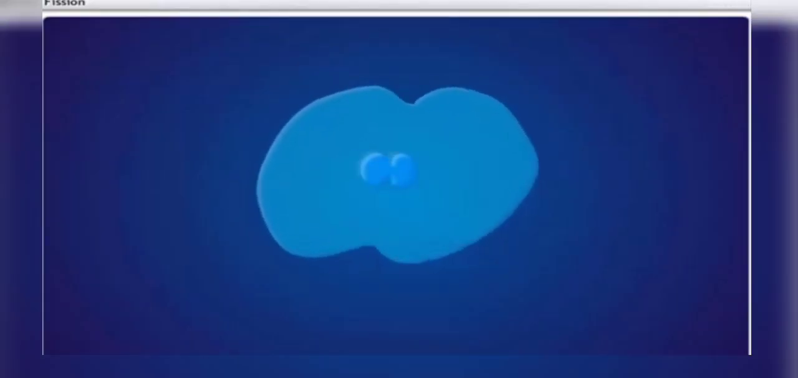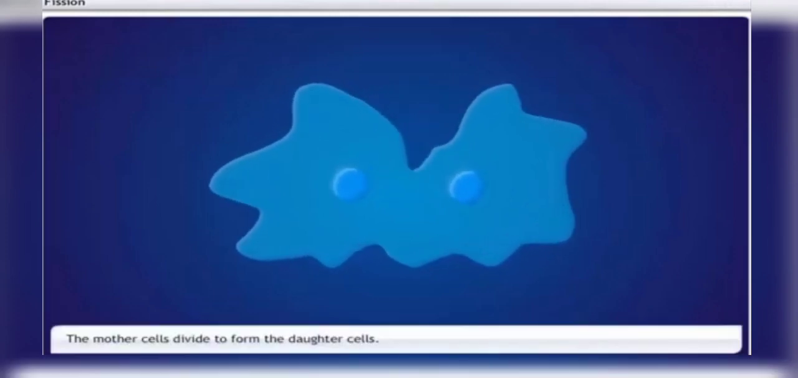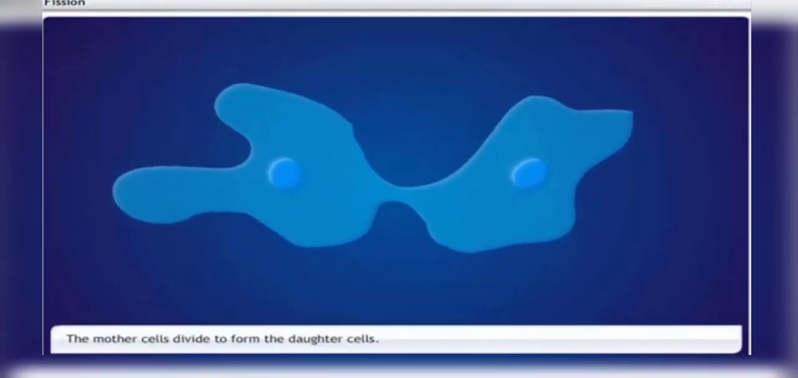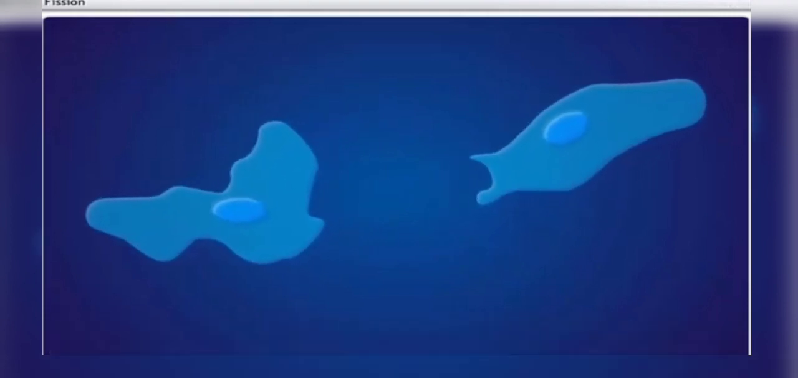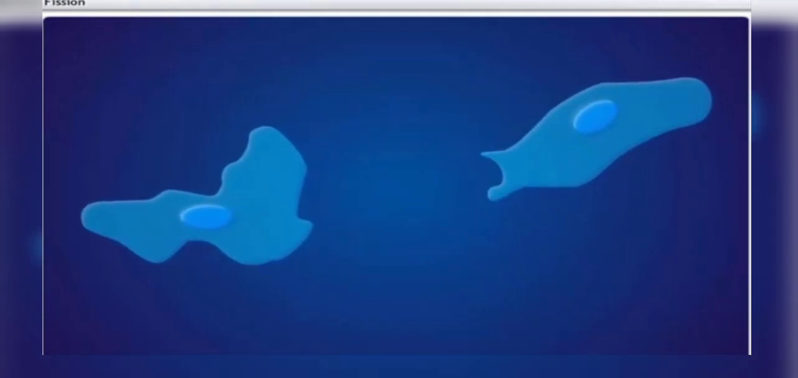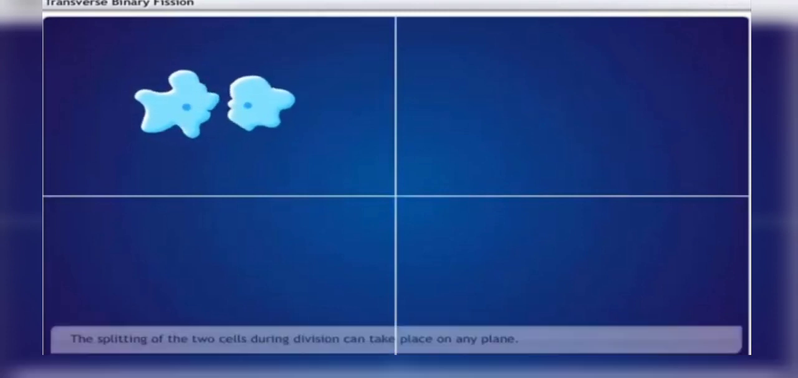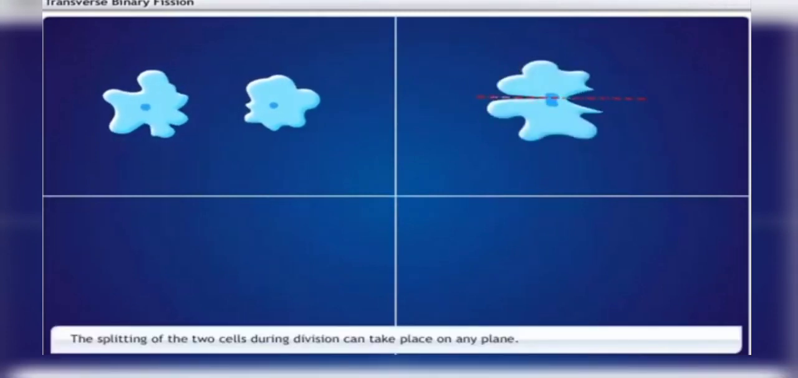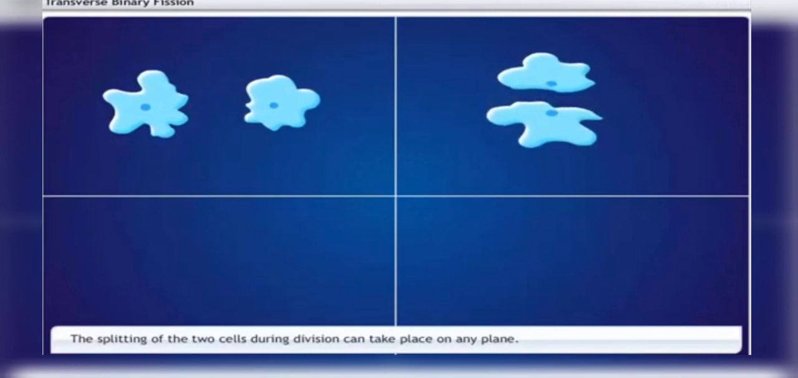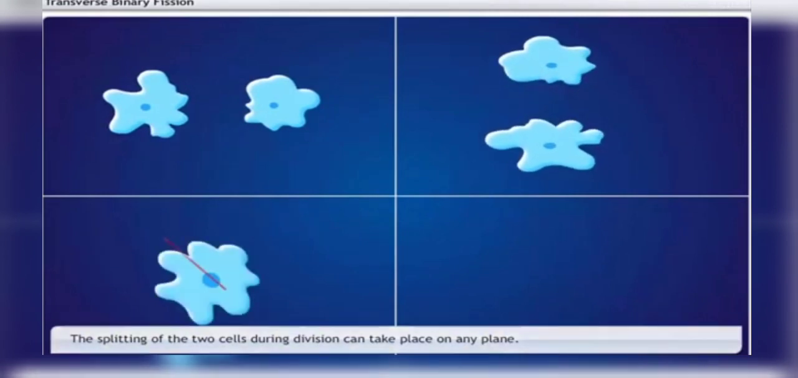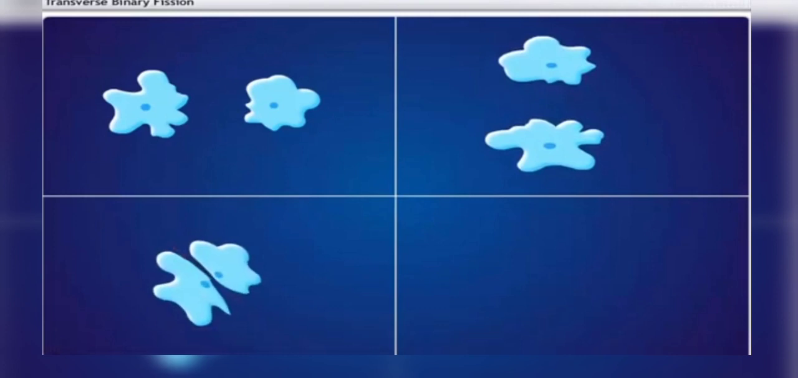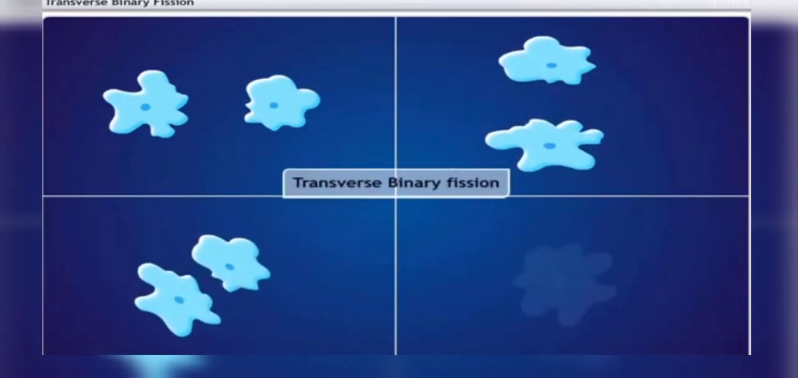Amoeba divides by binary fission. We can see the mother cell dividing into two daughter cells which are identical to each other. This is called binary fission, since two daughter cells are produced. In amoeba, as it does not have a particular shape, the splitting of the two cells during cell division can take place in any plane, and here it was in the transverse plane, and hence it is called transverse binary fission.